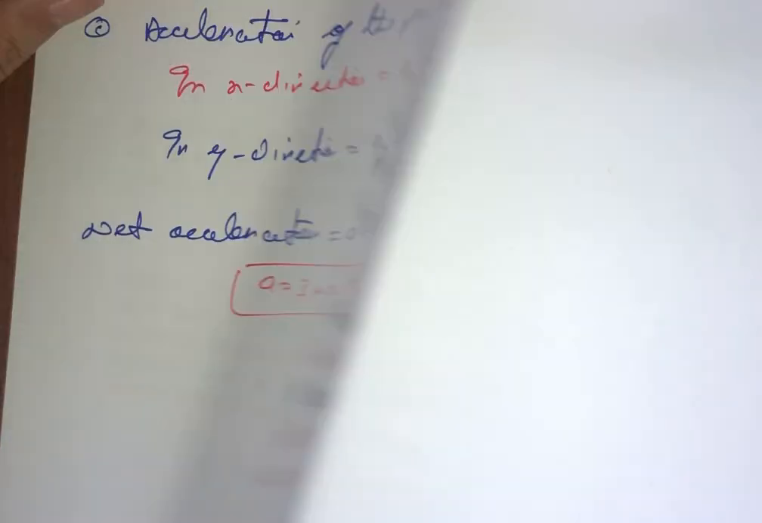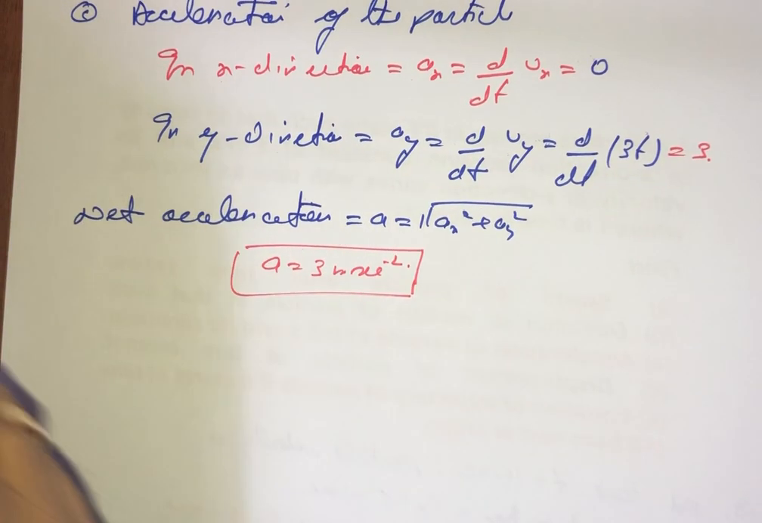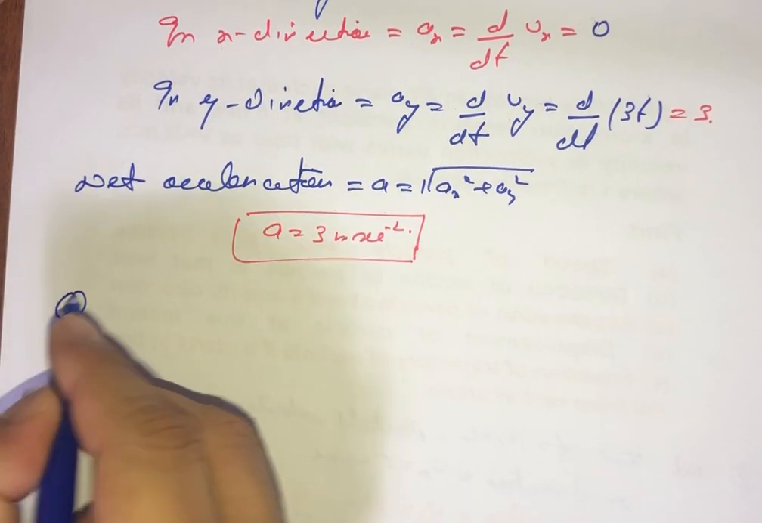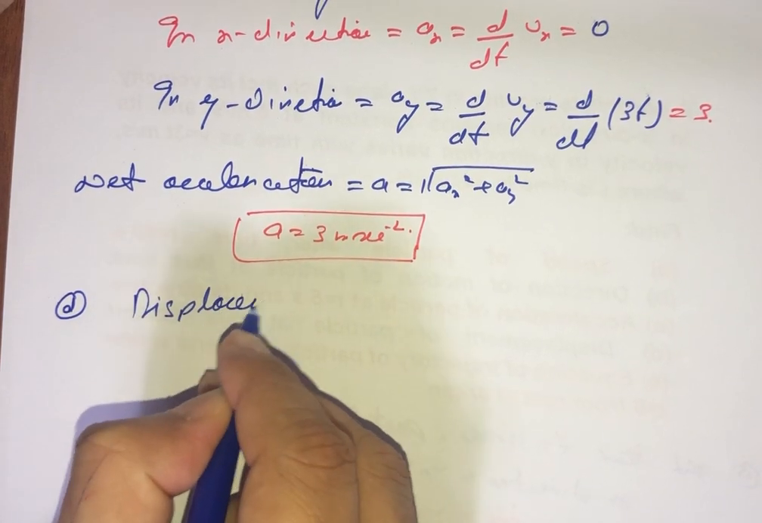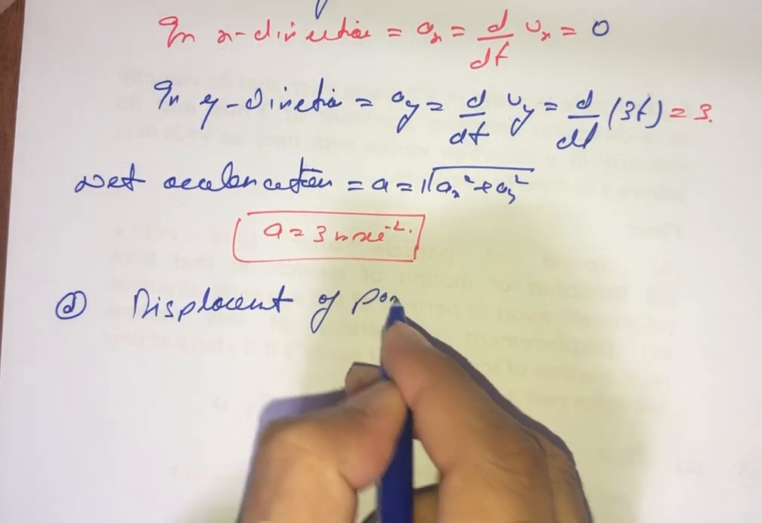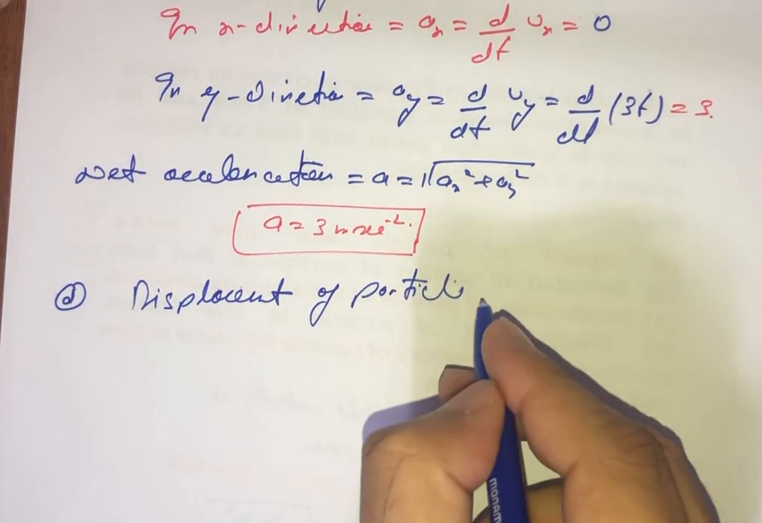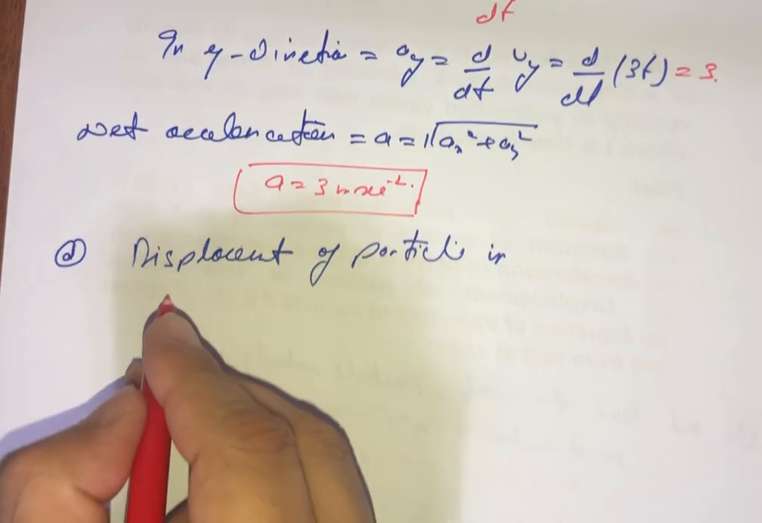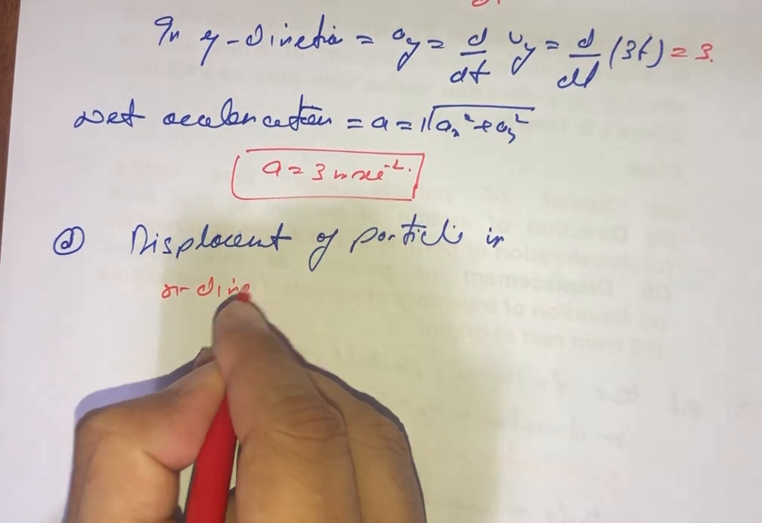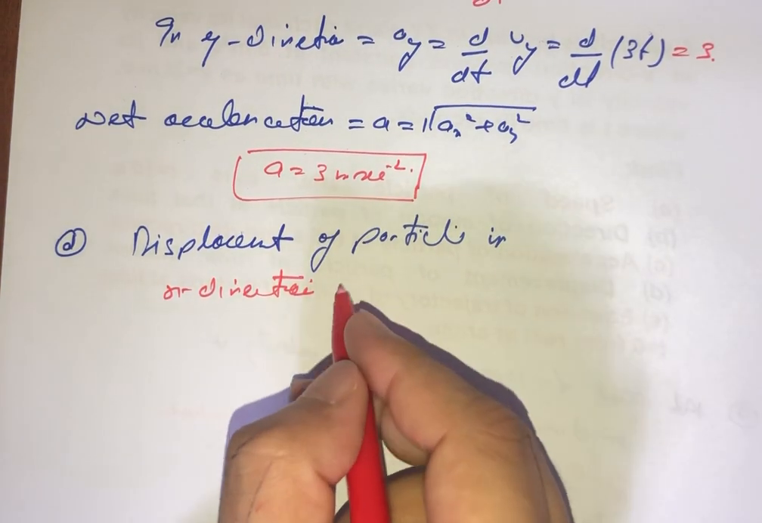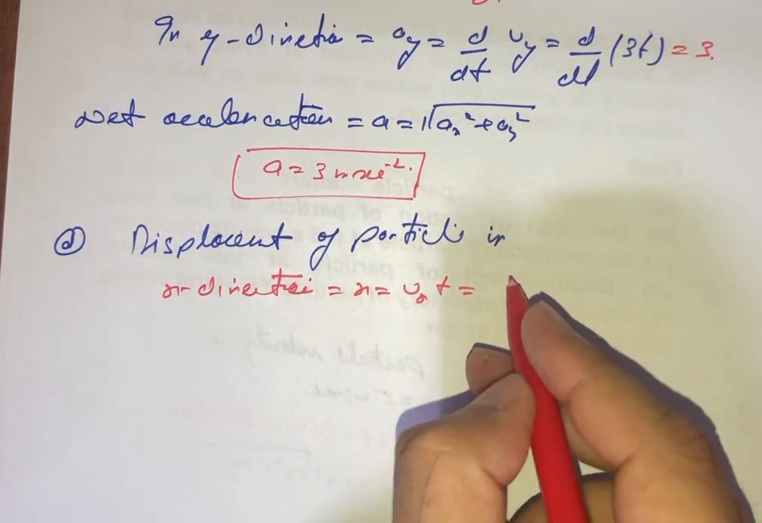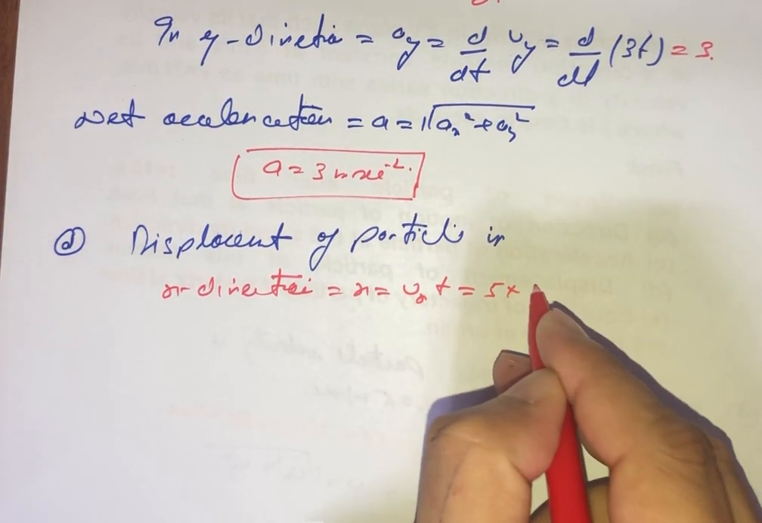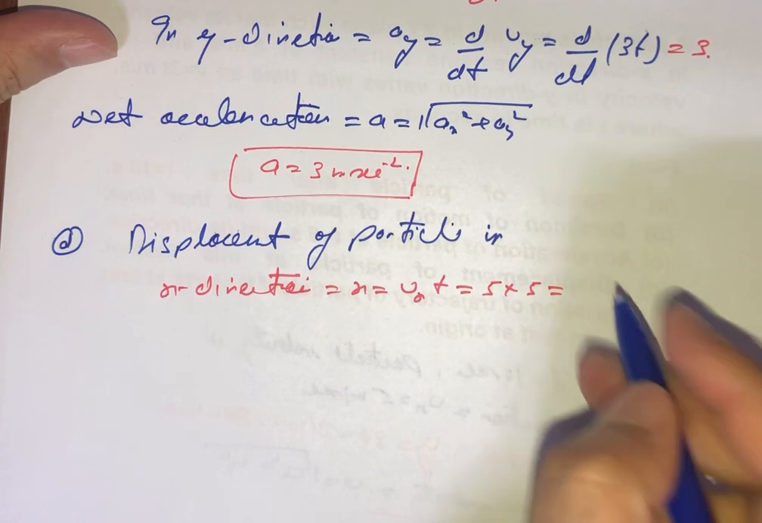In the d part, we are supposed to find out the displacement of the particle at this instant. It means at time t equal to 5. So the displacement of the particle in x direction, let us suppose it is given as x, will be vx multiplied by time t. vx is 5, time is 5, so this will be equal to 25 meters.